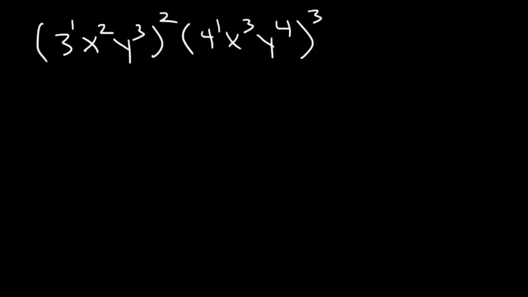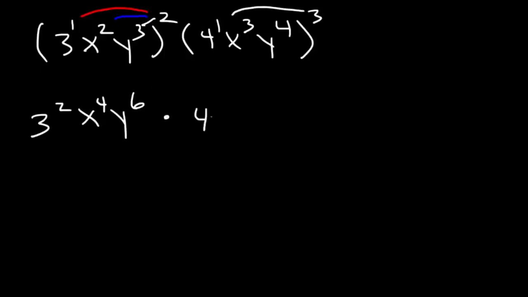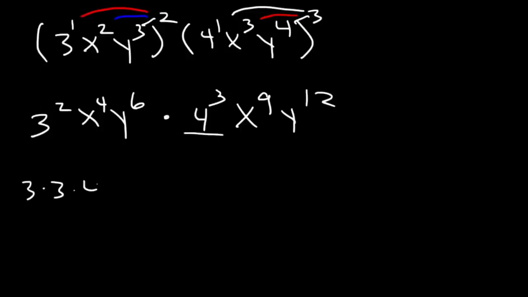So let's distribute 2. 2 times 1 is 2, so we're just going to have 3 squared. And then 2 times 2 is 4, so that's going to be x to the 4th. And 3 times 2 is 6. And then we have 3 times 1, which is 3. And then 3 times 3, that's 9. And finally, 3 times 4 is 12. 3 squared is 3 times 3. 4 cubed is 4 times 4 times 4.